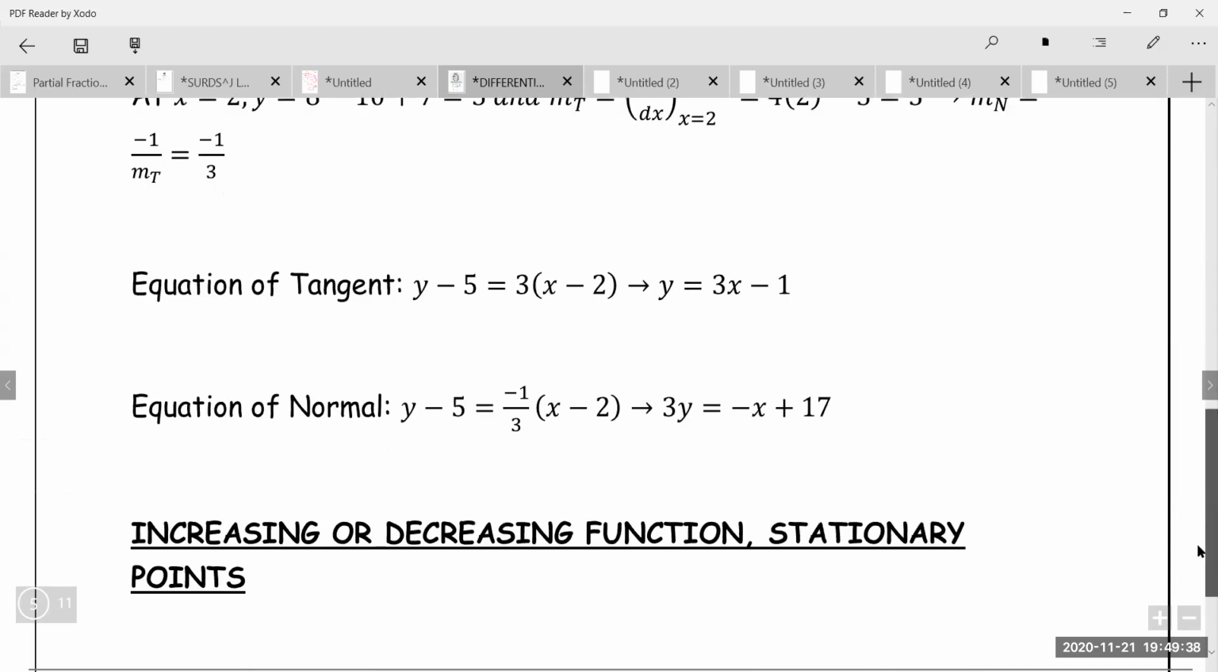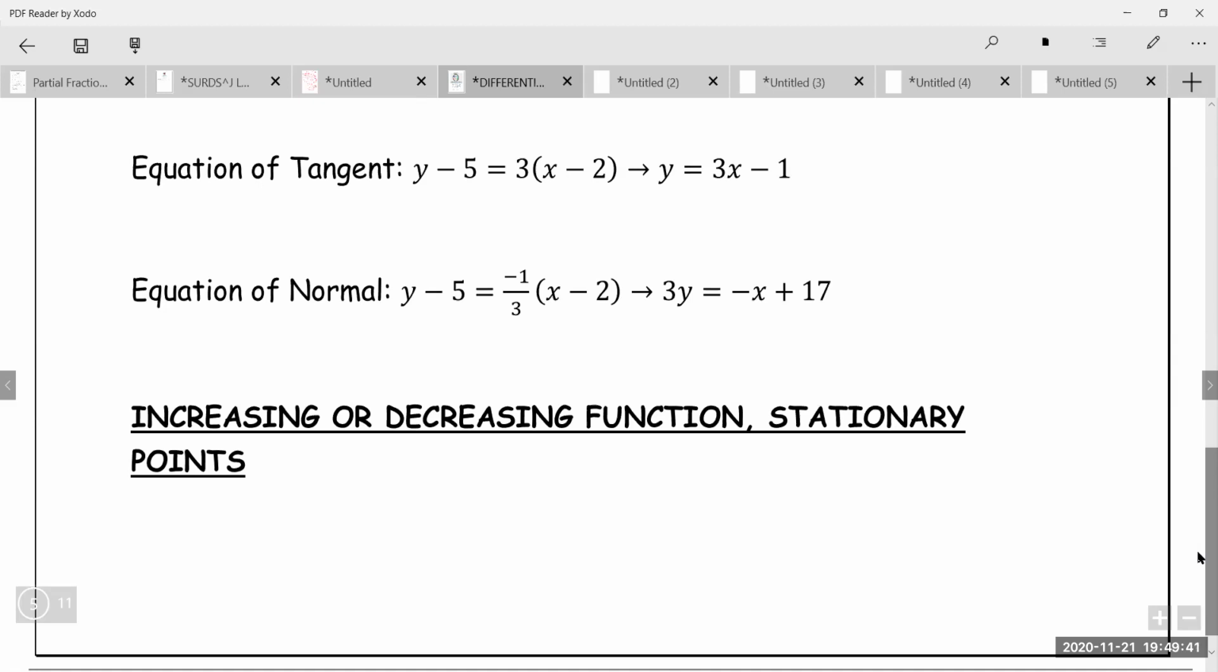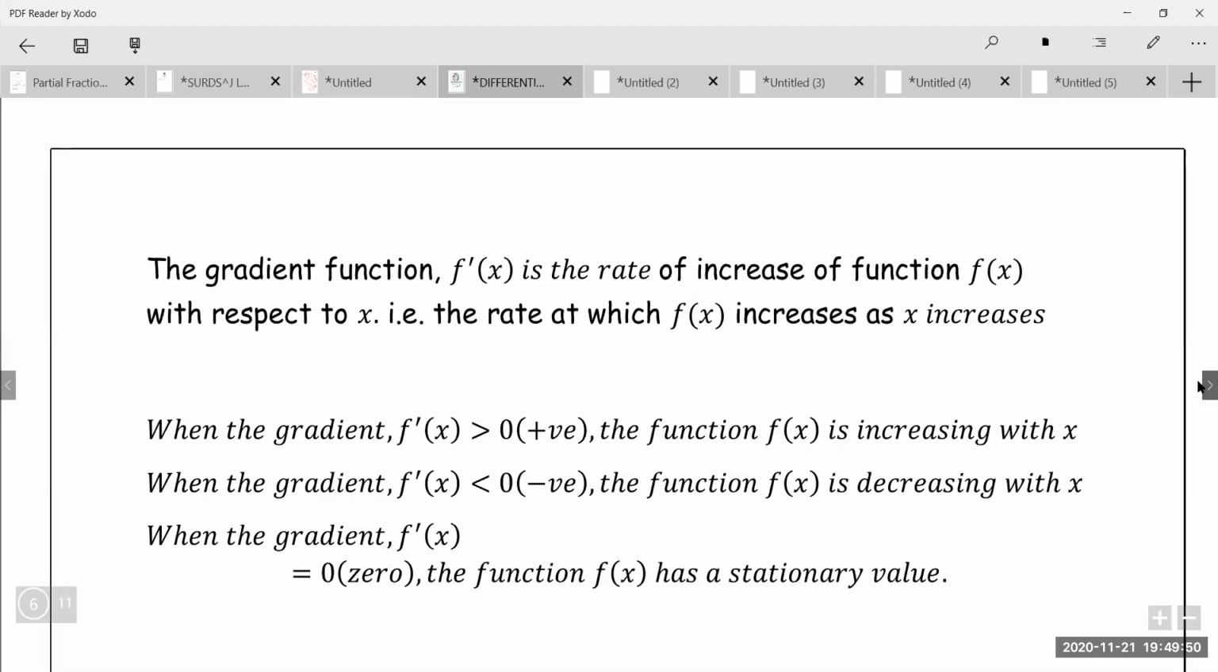Now, the next thing we're going to talk about is increasing or decreasing functions or stationary points. All right. Now, increasing functions. I'm going to sketch a graph to show you what we mean. So, remember we said that when we differentiate a function, we get the gradient, don't we? When we differentiate y, we get the gradient, dy by dx. Yes, sir. dy by dx gives us the gradient.